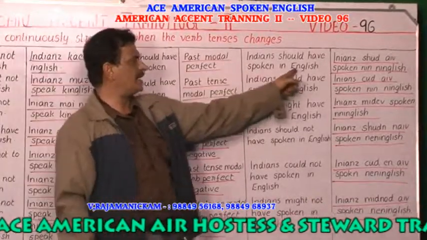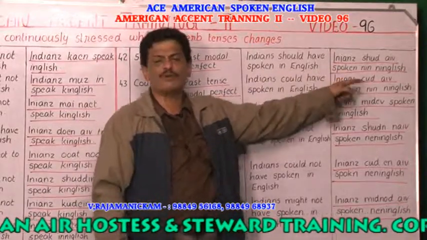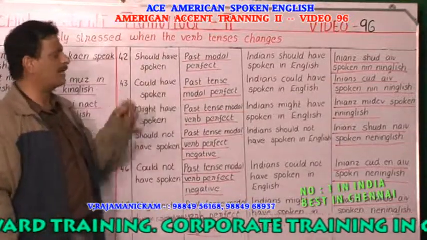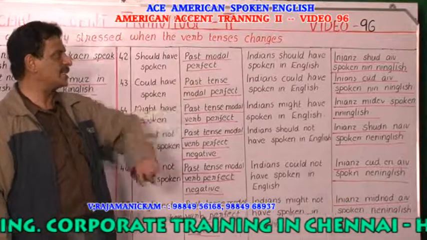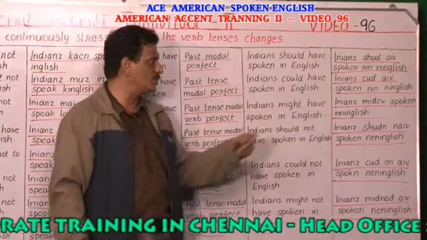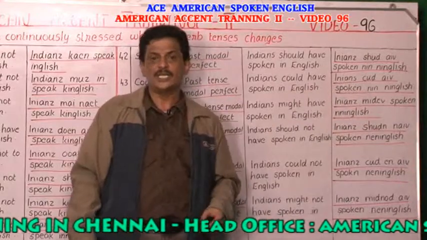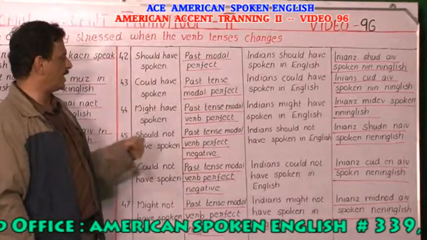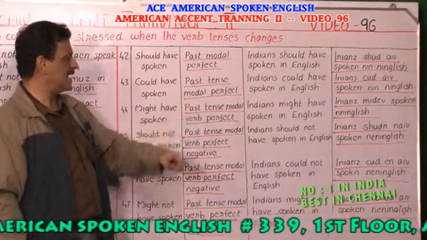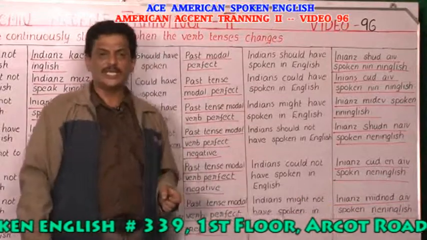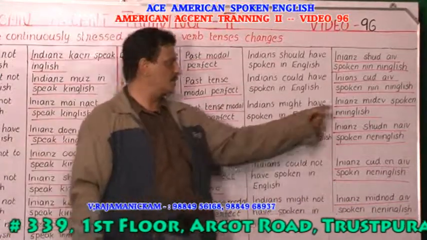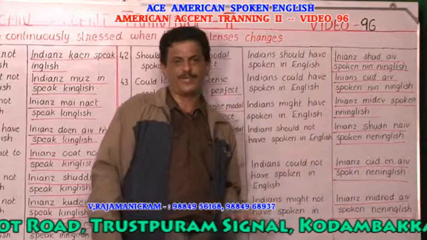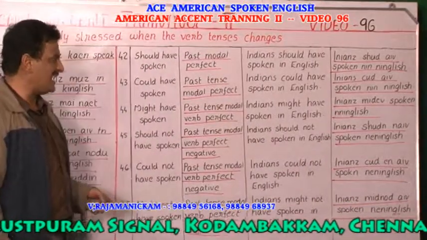So "Indians should have spoken in English." Now coming here, could have spoken, past tense modal perfect: "Indians could have spoken in English." Might have spoken, past tense modal verb perfect: "Indians might have spoken in English." So Indians changes into Indians; you don't say Indians, you say Indians.